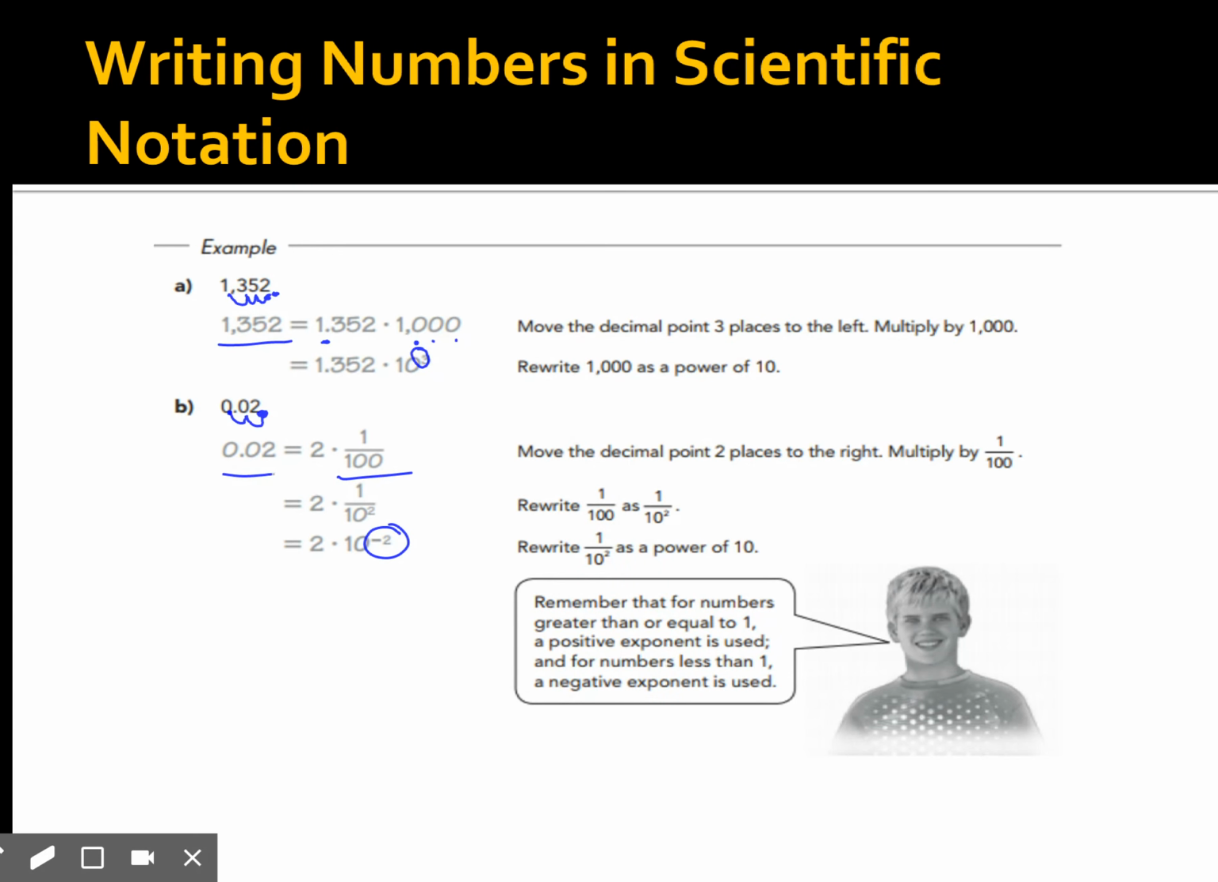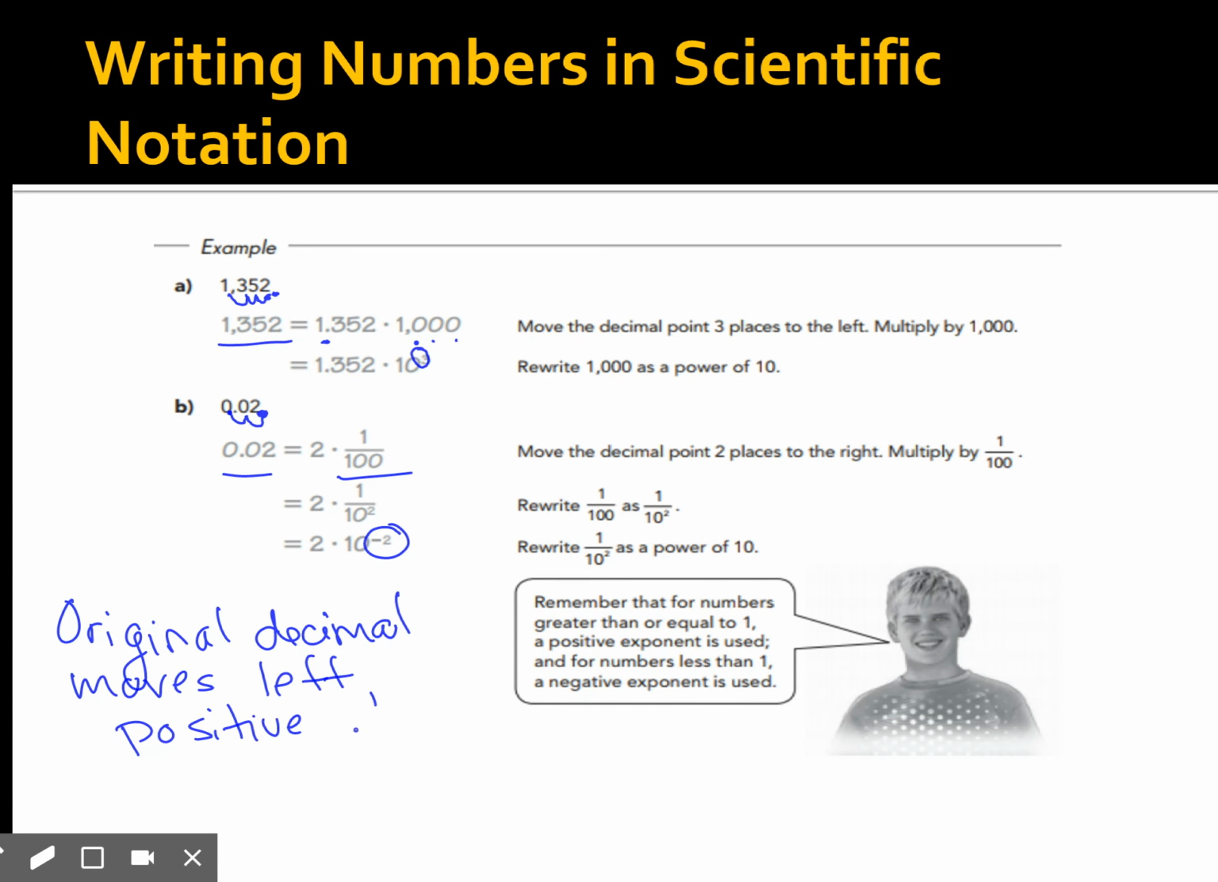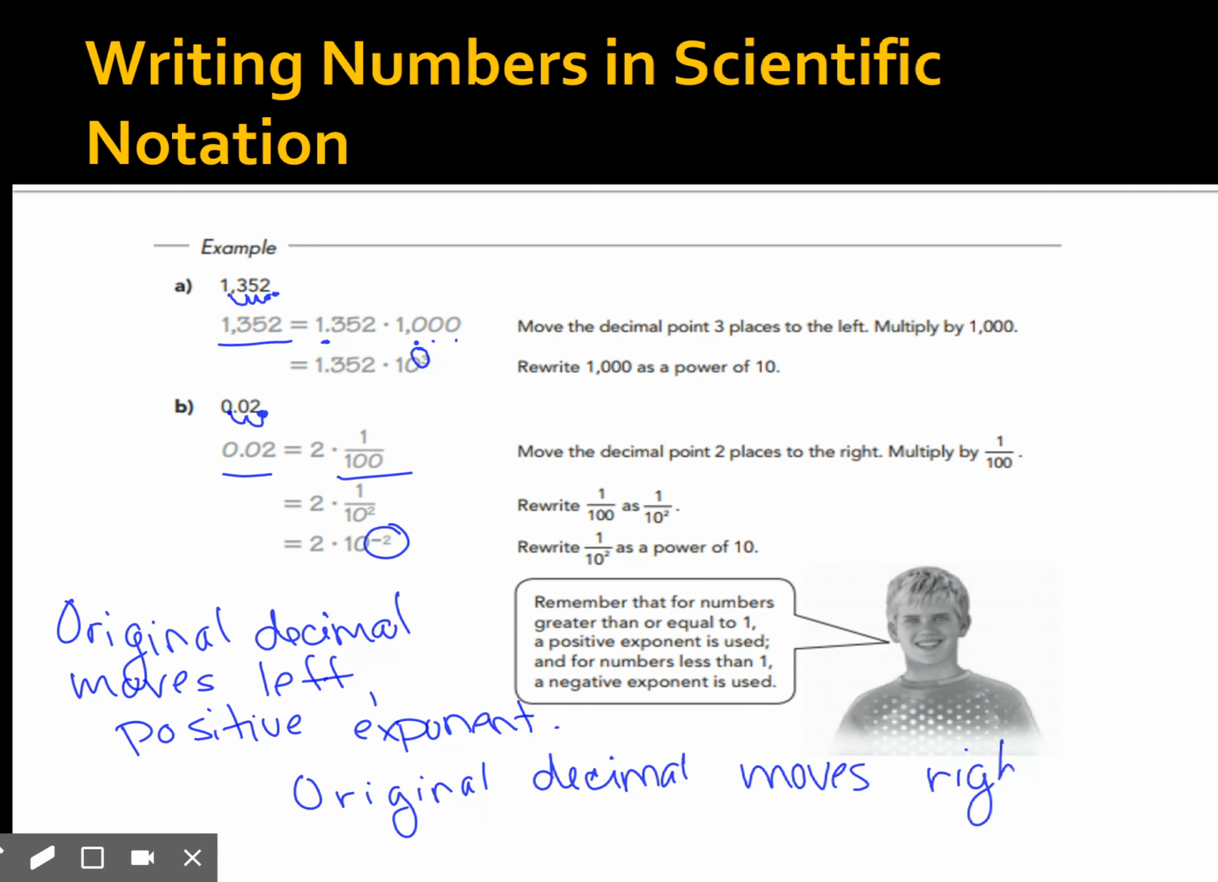So if the original decimal moves left, I have a positive exponent. Okay, if my original decimal moves right, I get a negative exponent.